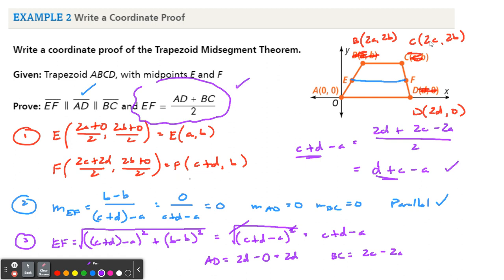And we just used generic coordinates and the distance, midpoint, and slope formulas to prove the trapezoid midsegment theorem with coordinates. If your mind is blown, that's okay. Again, in this section, the goal is to get the idea, and to use the slope, midpoint, and distance formulas generically to prove things.